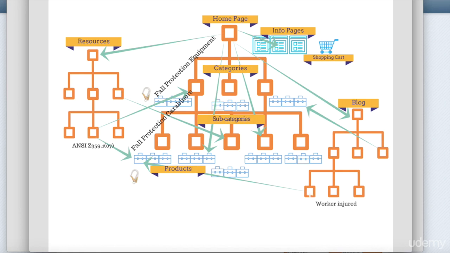And I can provide a link from that article over here to my carabiner page. But you can see here then how these all fit together. You have a product you're trying to promote. You have two different categories that serve as landing pages for that product, or which give people access to that product. And you also have a resources page that sends people to that product, and you also have a blog article that will send visits to that product as well.